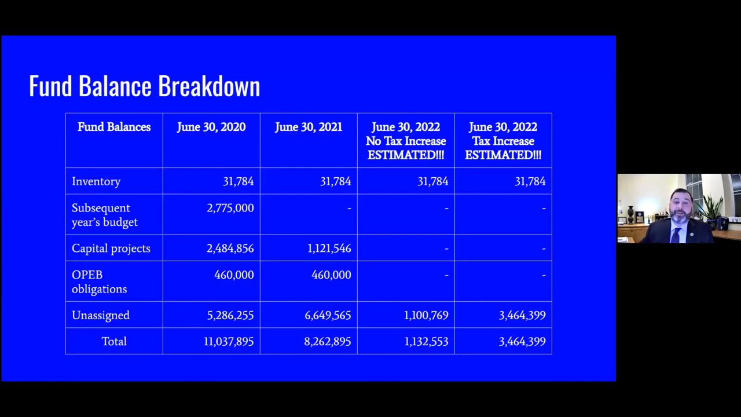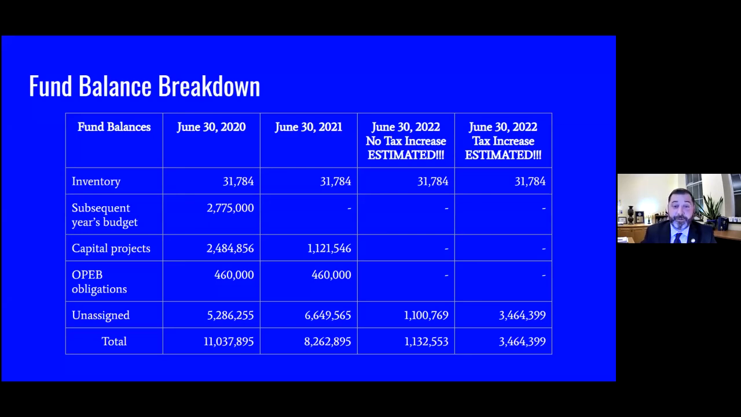So what does fund balance look like if we continue on the path we're on? As we stand today with a $7.1 million deficit, again, that's without a tax increase, without any help from the state, and without reducing any of our expenditures.